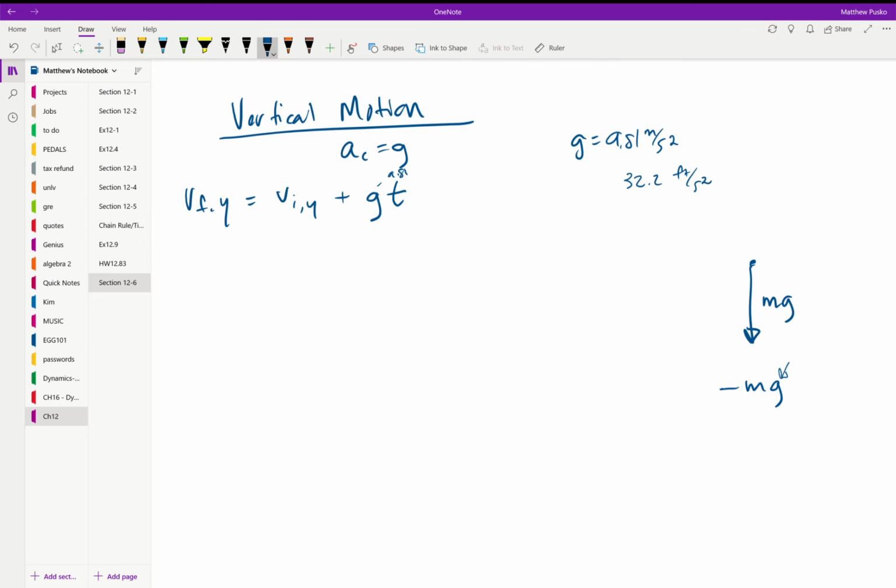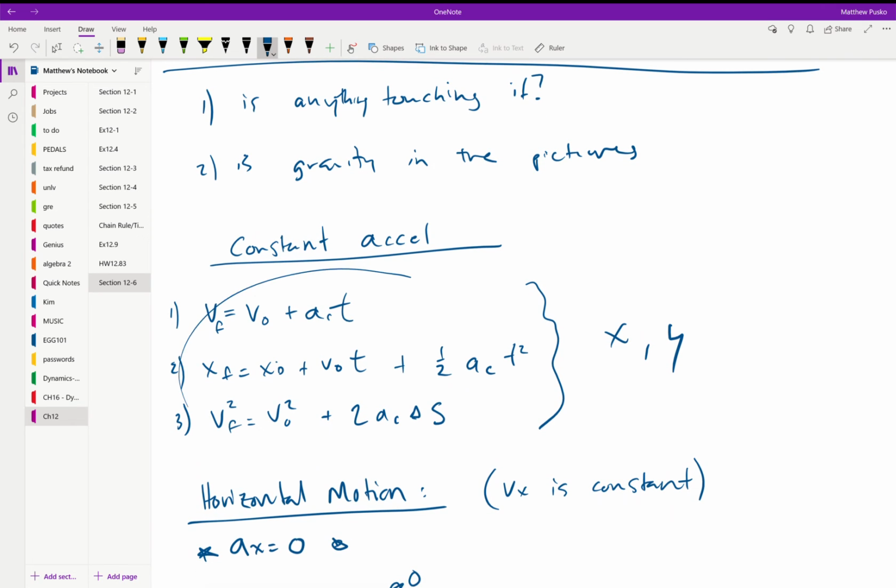The next one is y final is equal to y initial plus v naught in the y direction times time plus 1/2 gravity times time squared. So it's another constant acceleration, but we have gravity. And then v final in the y direction squared is equal to v naught in the y direction squared plus 2 times gravity times delta y. So if we have constant acceleration, we can use these equations right here.